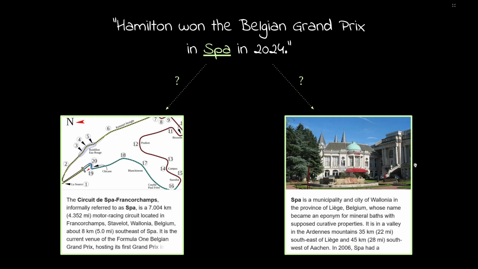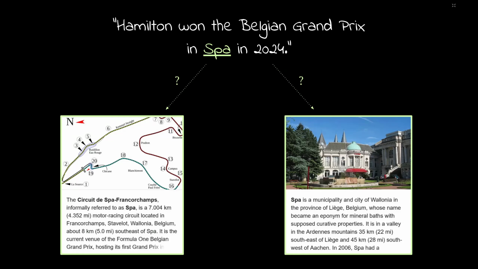And the word Spa can be, in this case, disambiguated to, let's say, two different Wikipedia articles. One article is about the circuit of Spa-Francorchamps. So this is the F1 racing circuit, and it lies in the city of Spa, which we see on the right-hand side. So this is another article, about the city of Spa, which is in the southern part of Belgium. So the question here becomes, should we normalize the word Spa to the circuit, which is informally referred to as Spa, or should we normalize it to the city of Spa, which is the actual location where this circuit is located?